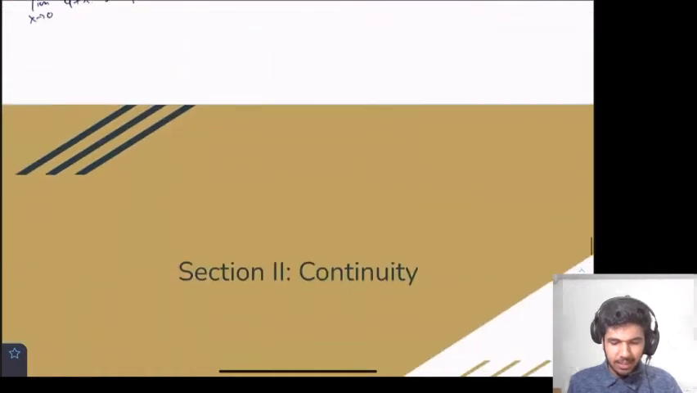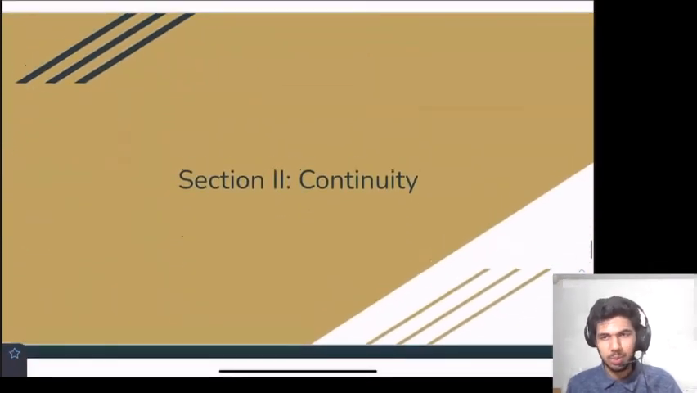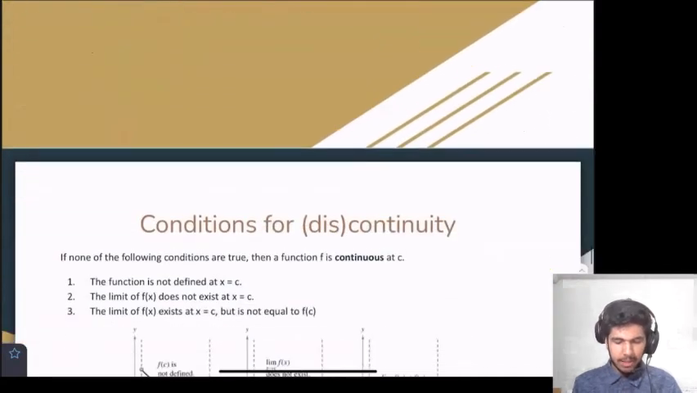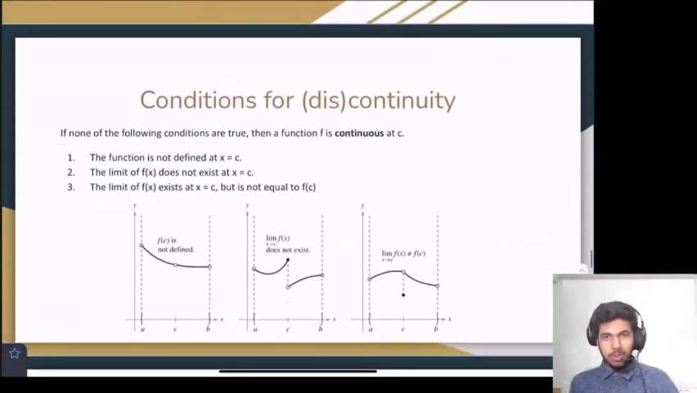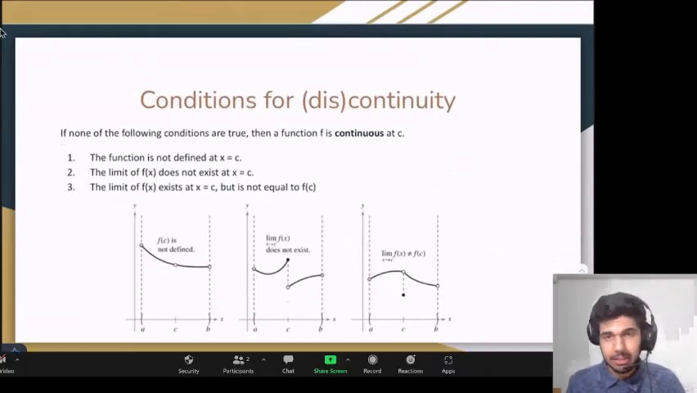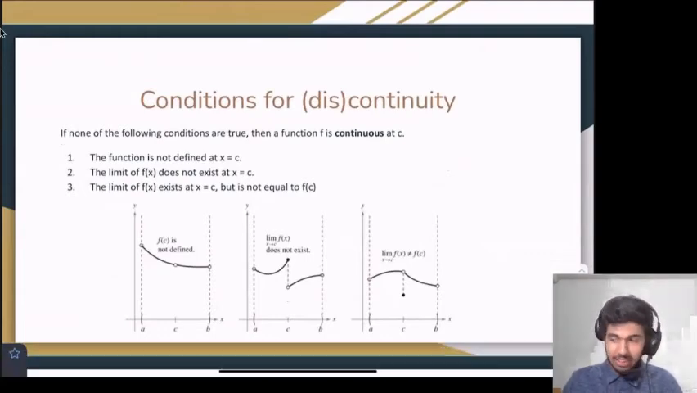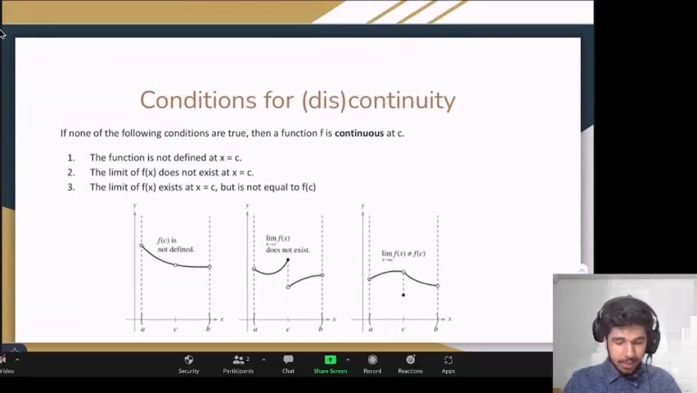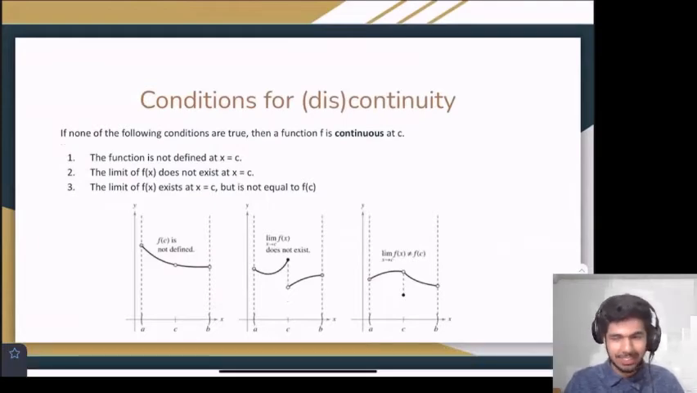Nice. So now we'll move on to section 2, which is continuity. This section's a little bit shorter. So first we look at the conditions for discontinuity. We can have continuity and discontinuity. So by definition, if none of the following conditions are true, then a function f is continuous at c.